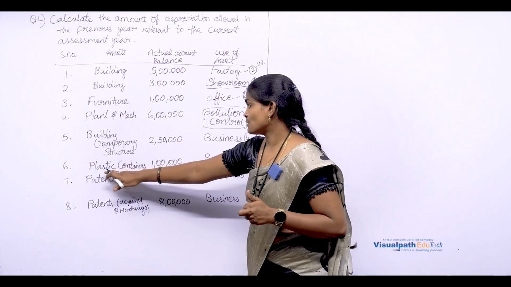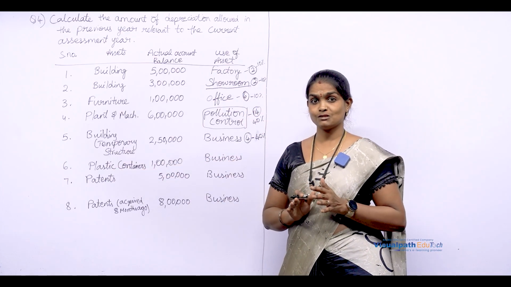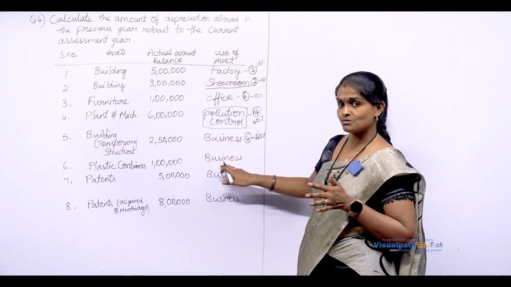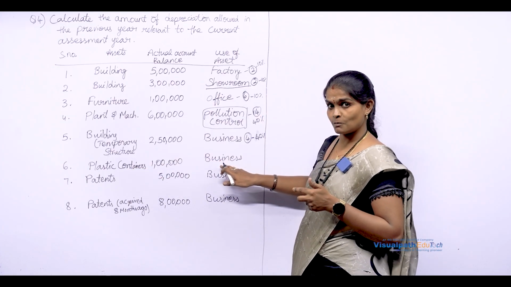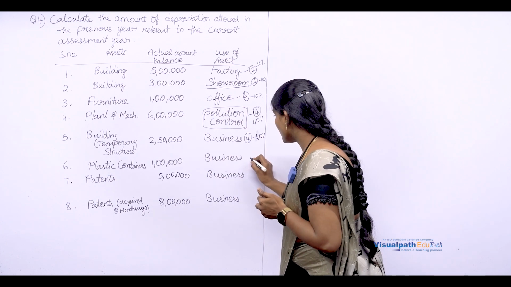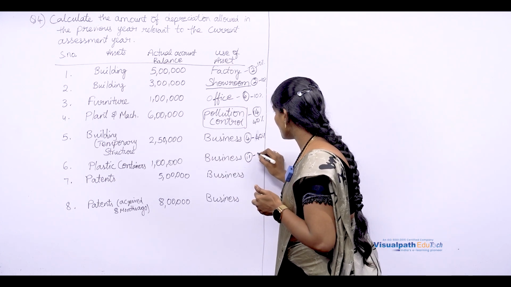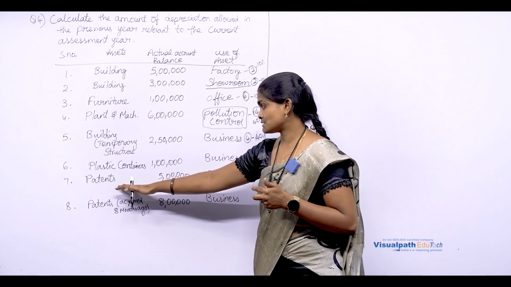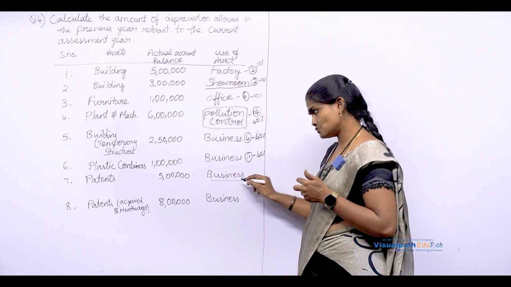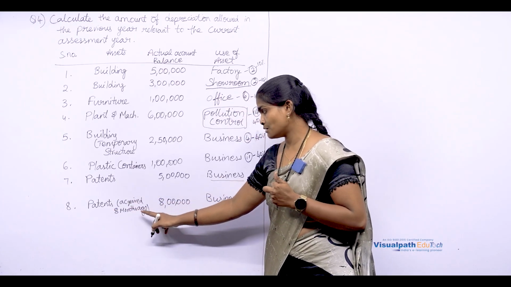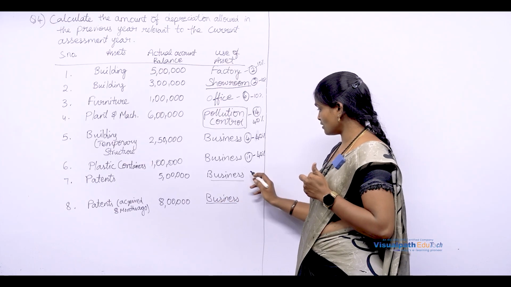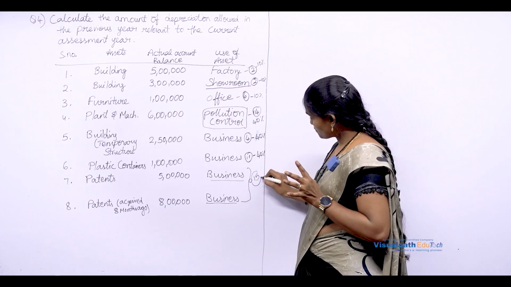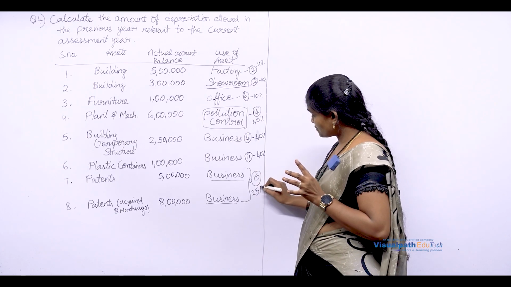Next, the sixth one, plastic containers. Any containers made of glass and plastic containers used in the ordinary course of business come under block 11, whose rate of depreciation is 40%. Next, patents, for business use. The patents were acquired 8 months ago and are also used for business. Intangible assets come under the 15th block, whose rate of depreciation is 25%.